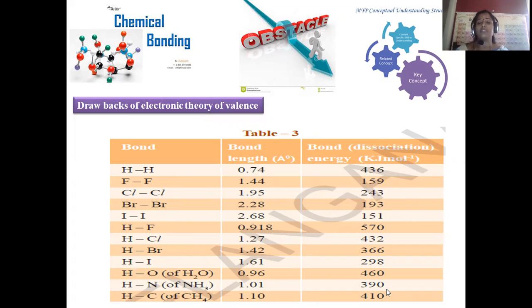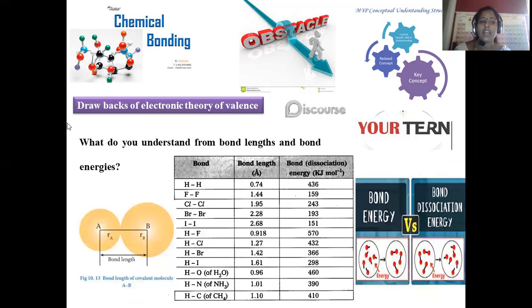That depends upon various factors which influence the length between the two elements, and also, in order to cleave the bond, variation in the energy is possible. Various influencing factors will be there in order to define these individual distinct properties. That is not explained by this electronic theory of valency.